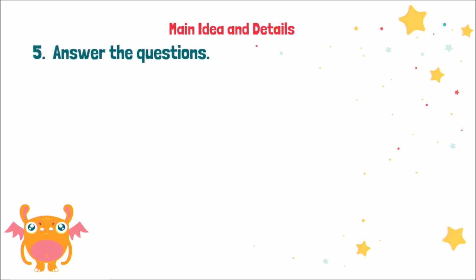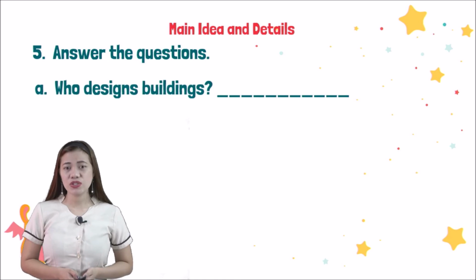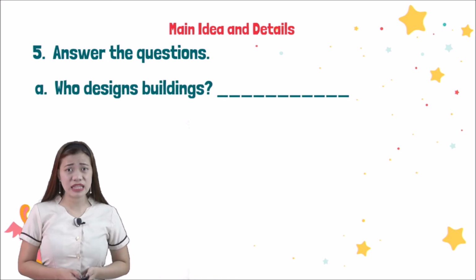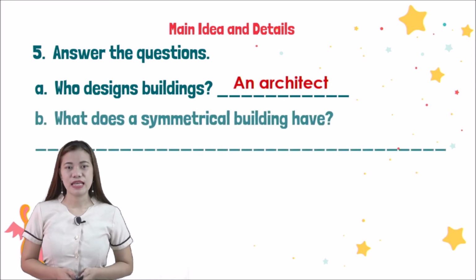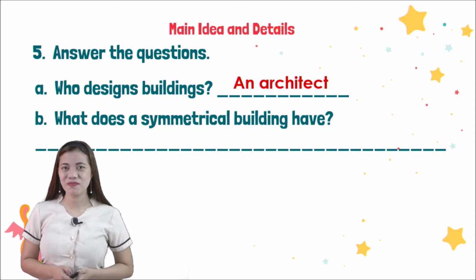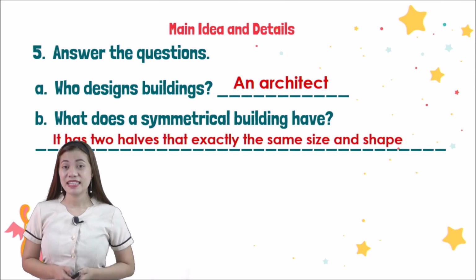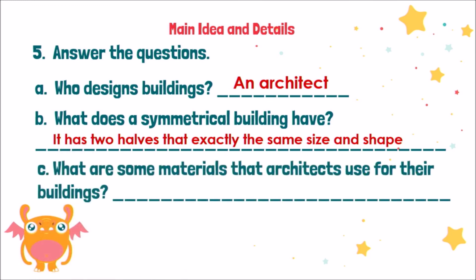Next, question number 5. Answer the questions. Letter A, who designs buildings? Who do you think designs the buildings, grade 3? Very good, an architect. Letter B, what does a symmetrical building have? It has two halves that are exactly the same size and shape. Very good.